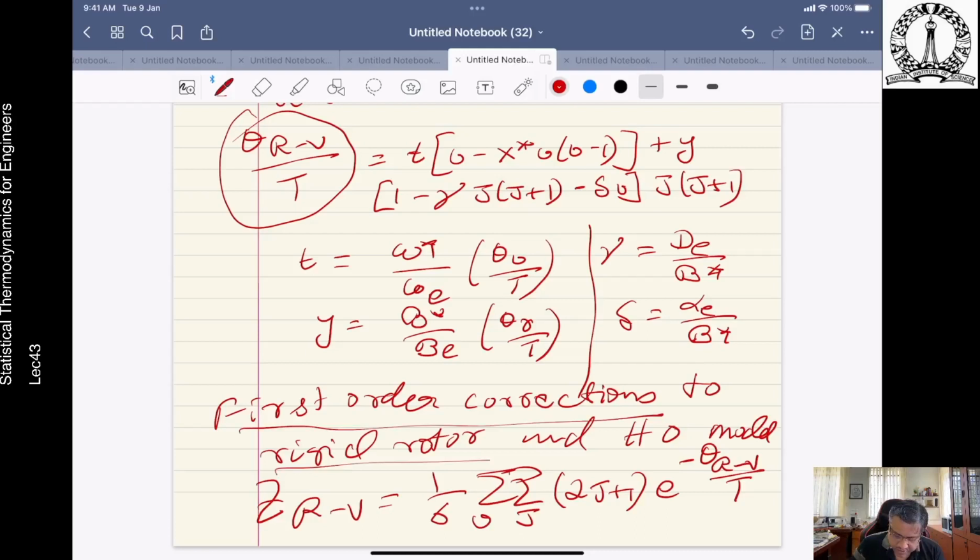So these are all first order corrections to the rigid rotor and the harmonic oscillator model, and this is what we are going to use to calculate the remainder of the parameters. We will see how this can be employed to find quantities like entropy and, once again, internal energy. So this is the procedure that one should follow when you go for a rigorous model.